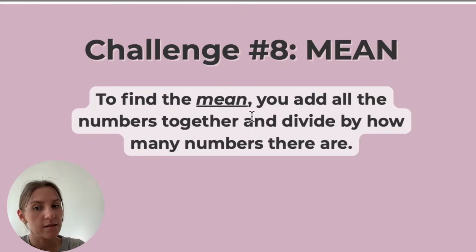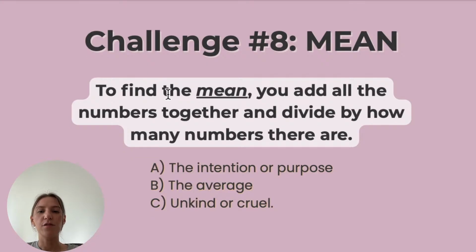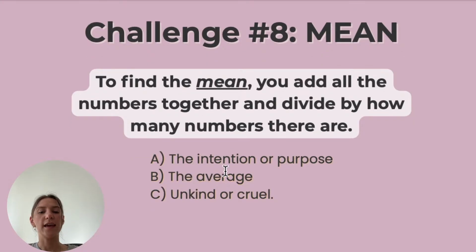To find the mean, you add all the numbers together and divide by how many numbers there are. Oof, some maths. And here are 3 options. A, mean is the intention or purpose. B, the average. C, unkind or cruel.